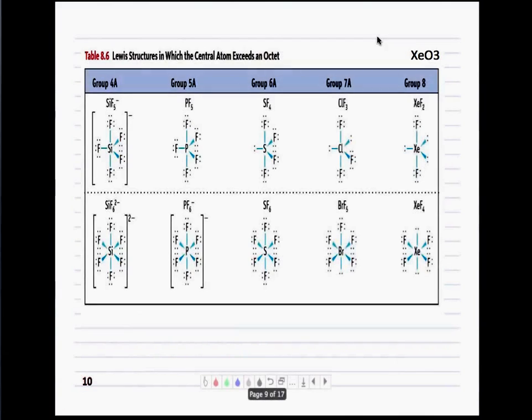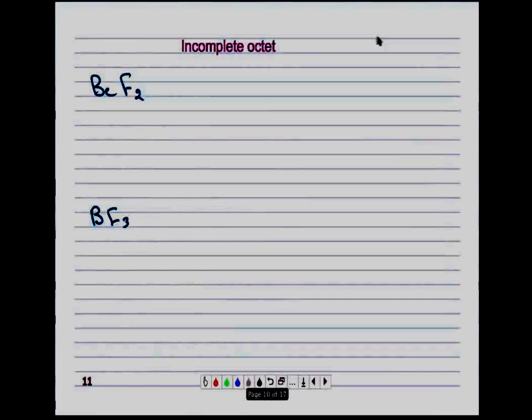So we talked about elements from period 3 on that exceed the octet rule. Now we're going to talk about those elements that have an incomplete octet. And definitely all of you know about hydrogen. We've been working with hydrogen. It only needs 1 bond, 2 electrons. So it doesn't have a complete octet.